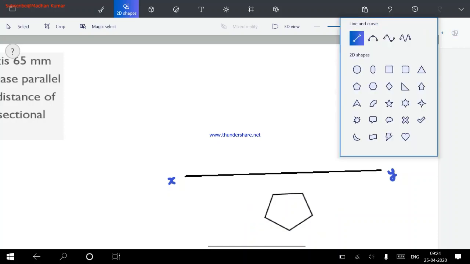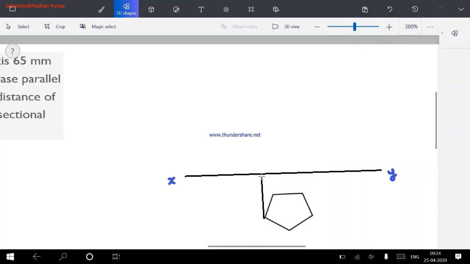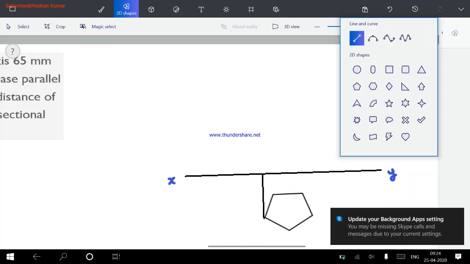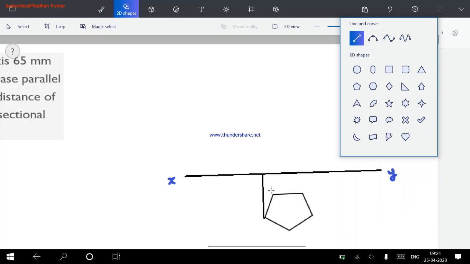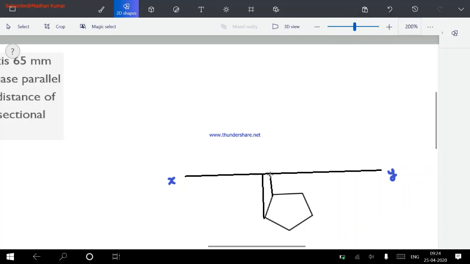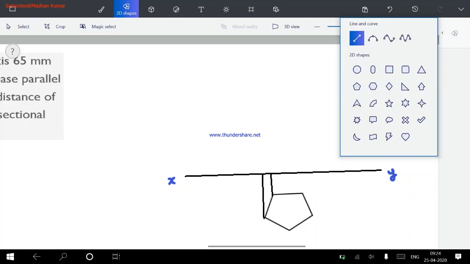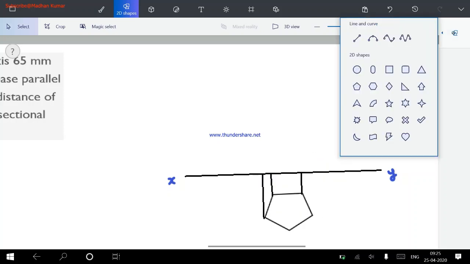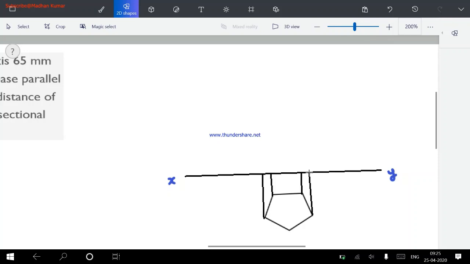And then now we are going to draw the projection lines from all the corners of the pentagon. So in this way you are going to project all the projection lines from the pentagon. So this is your next step.